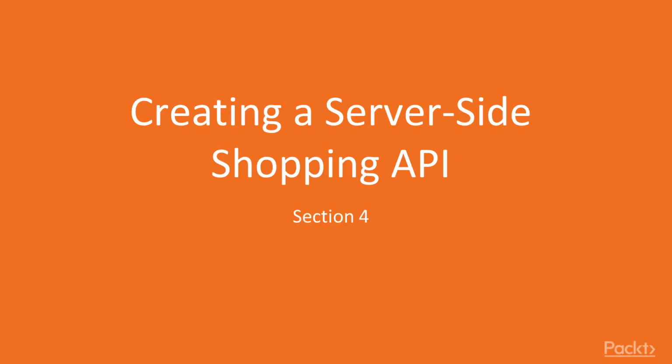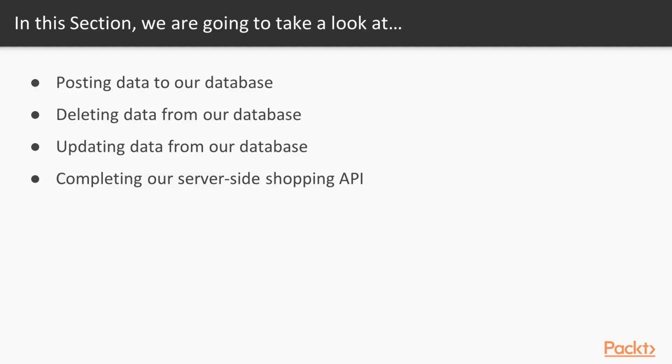Welcome to the fourth section of the course called Creating a Server-Side Shopping API, where we will create a basic e-commerce API using Node.js, Express.js, and MongoDB. We will begin by setting up the connection to the database and posting orders to our database. Moving on, we will implement a delete endpoint for removing orders from our MongoDB database.